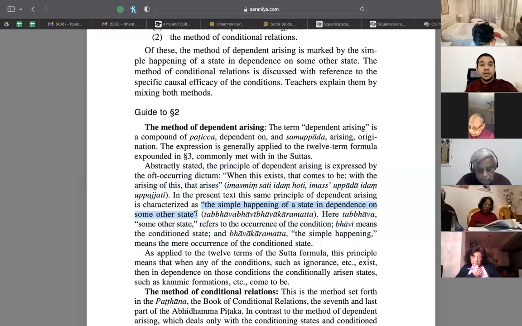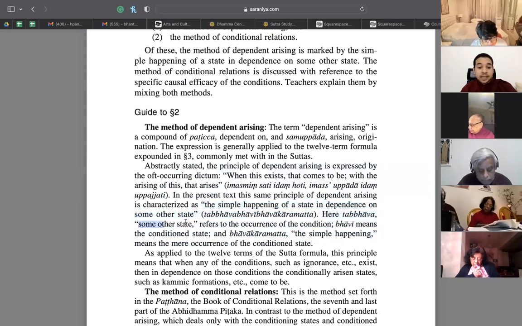Because of nama rupa, salayatana arises, because nama rupa is present. Do you understand? It's simply just twisting it. One was from the standpoint of nama rupa to salayatana, the other is from salayatana, showing that it is from nama rupa that it came. Right? The simple happening of a state independent of another state.